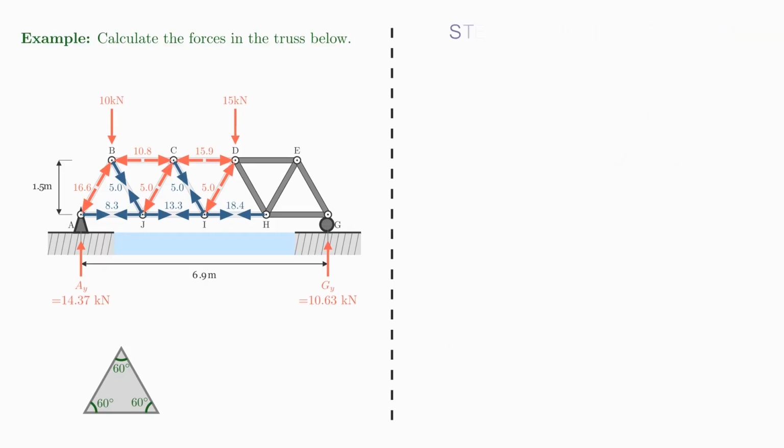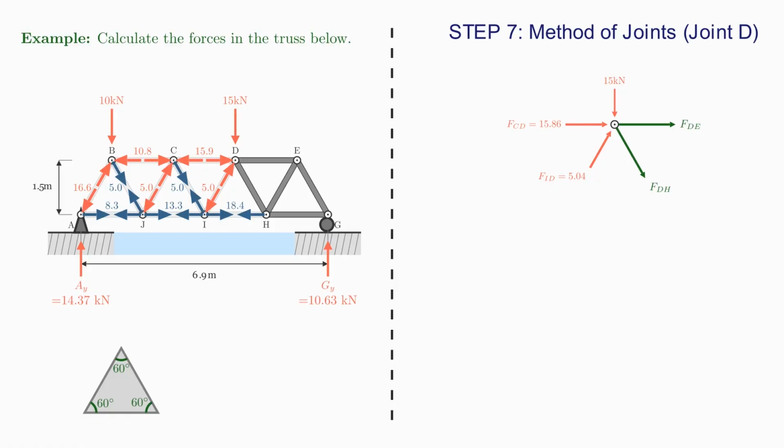Moving on to the next joint, joint D, I draw the free body diagram, again taking the sum of the forces in the y direction. So the positive forces in the y direction is the 5.04. So to make this the vertical component, I multiply it by the sine 60. Then acting downwards, I have the 15 kilonewtons above. And I also have to subtract the FDH sine 60. And these add up to 0. Rearranging and solving, I get that FDH is minus 12.28 kilonewtons, so it's under compression.